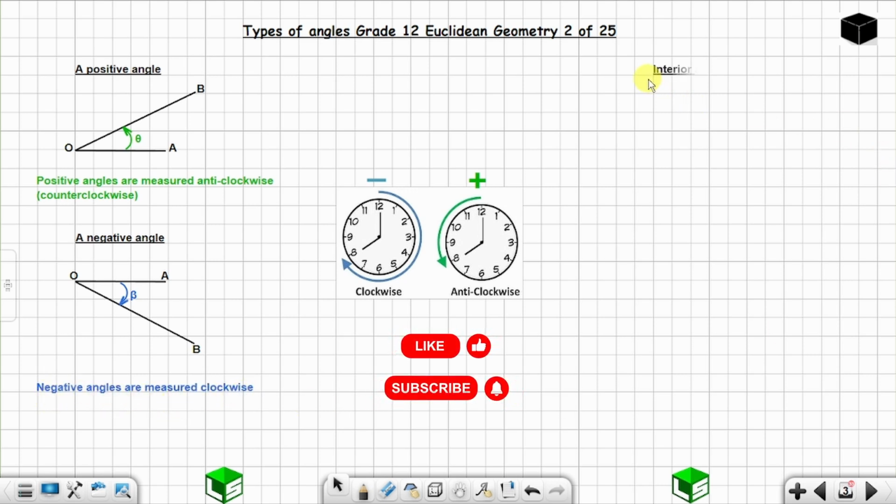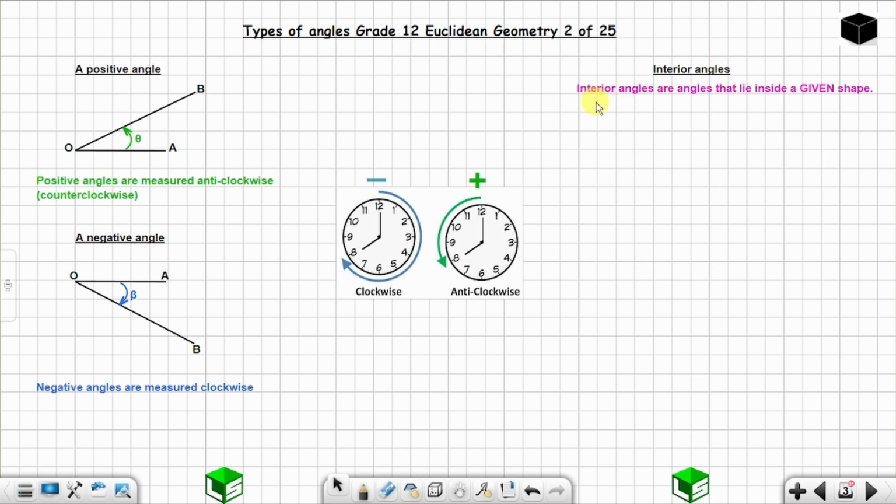So we also have interior angles. Interior angles are angles that lie inside a given shape. You're going to see why I'm saying given shape. So for examples of interior angles, you can have all these angles. They are inside the triangle ABC, so they are called interior angles, meaning they are inside. Interior means inside.